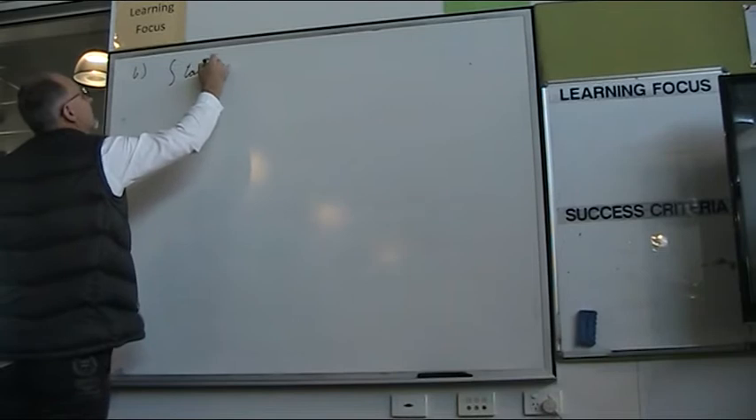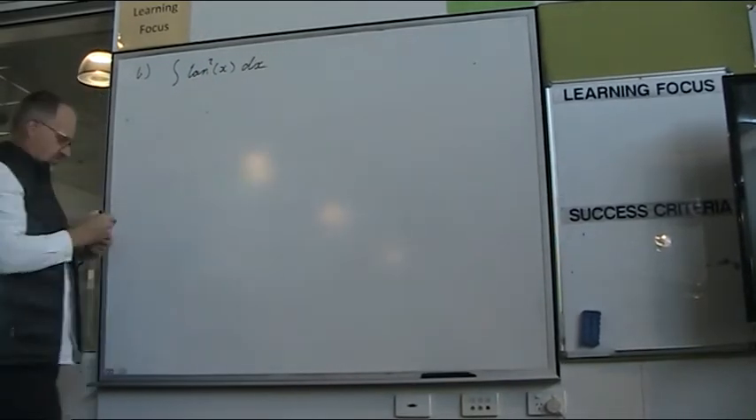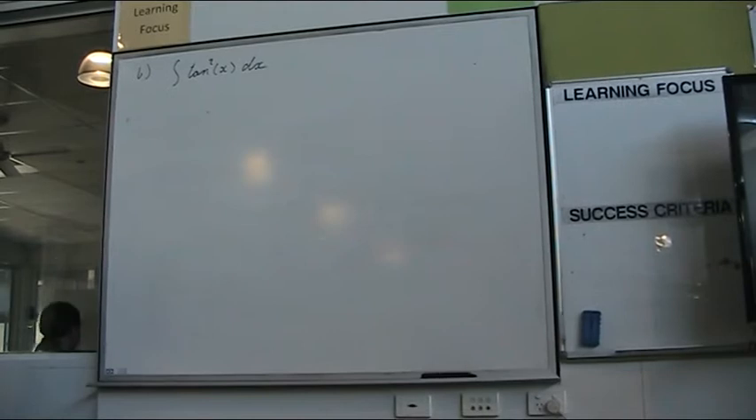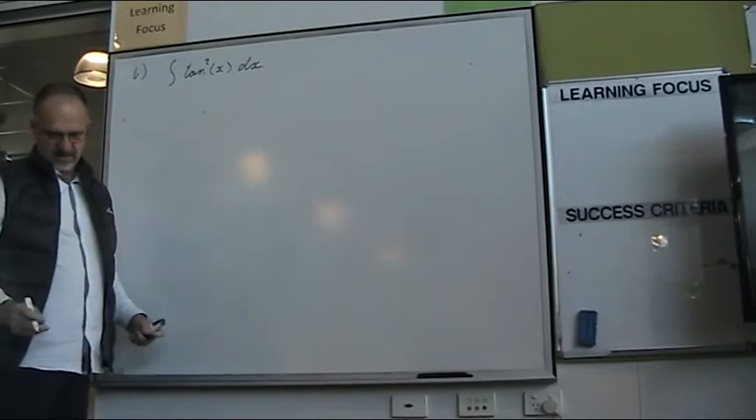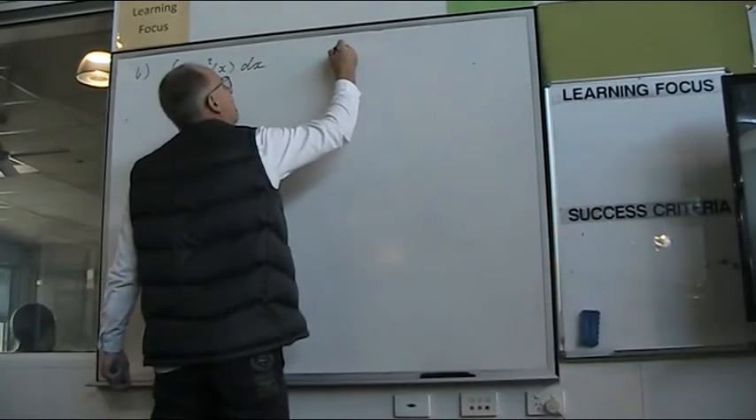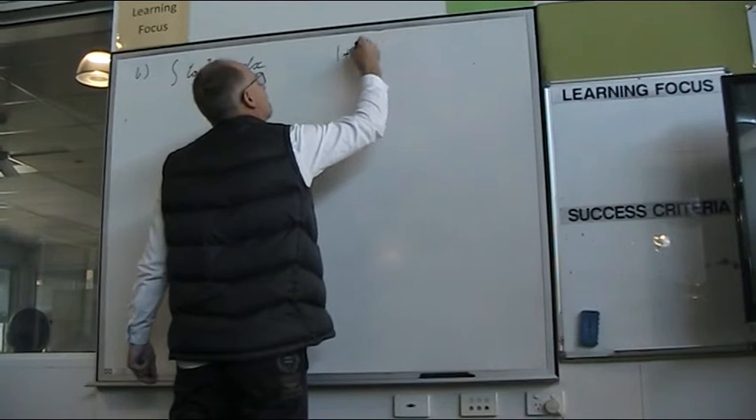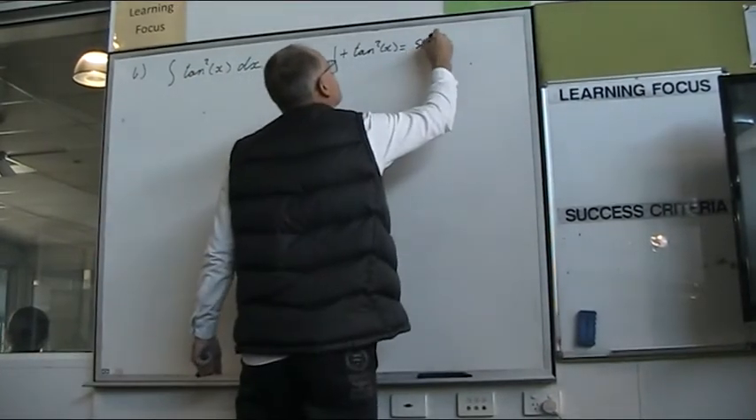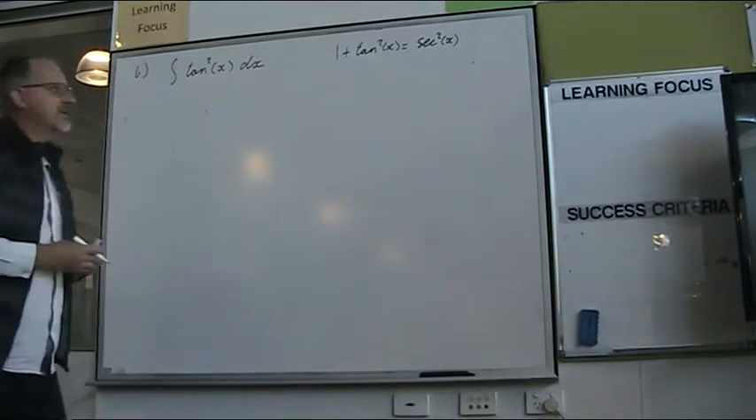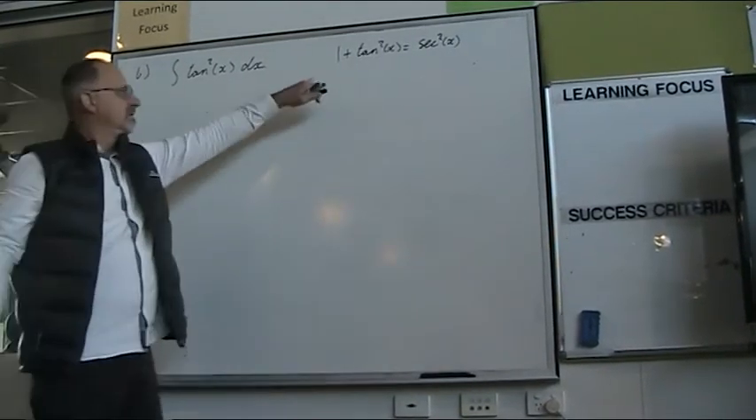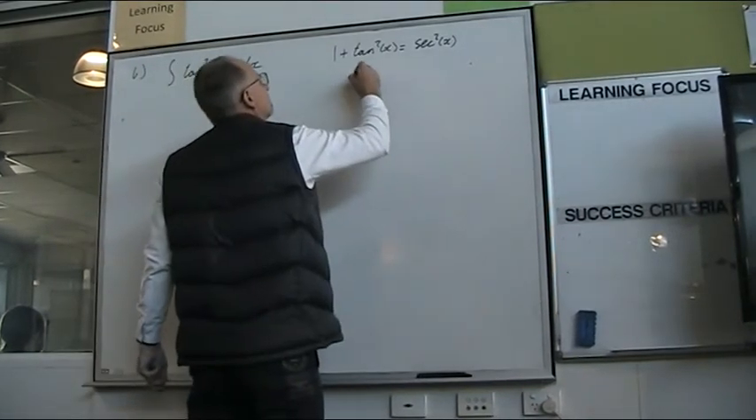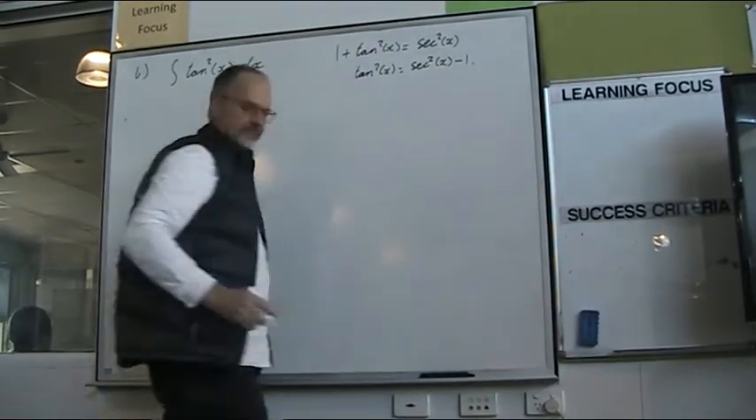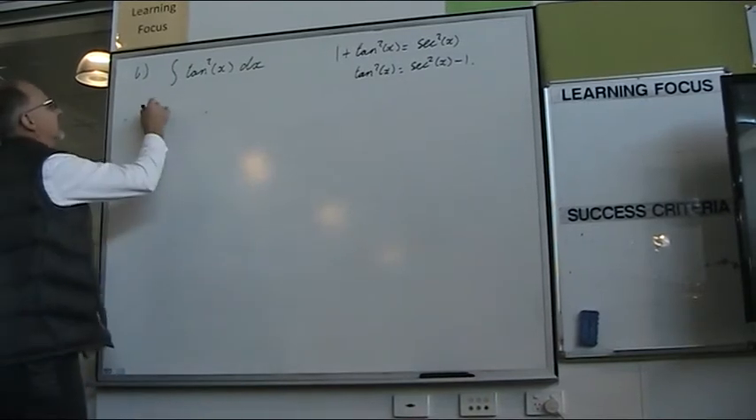So tan squared this time. Again, we don't have the derivative of tan there, which is sec squared. That's not in there, so we need to look at some other way of doing it. Now the version of the Pythagorean that has tan in it is 1 plus tan squared equals sec squared. And so now we're going to use that. We can rearrange that so tan squared x is sec squared x minus 1, and now integrate that.